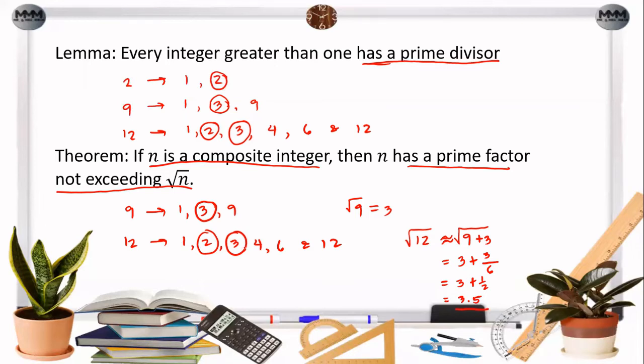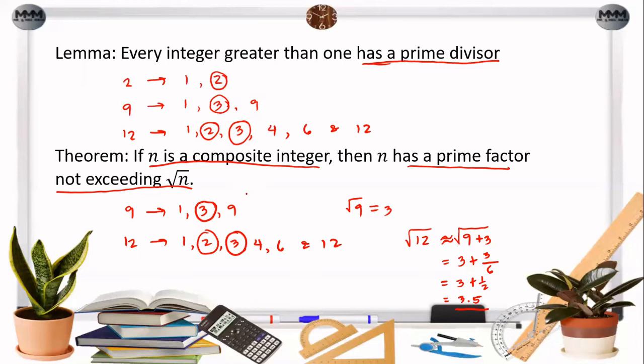So 2 and 3 do not exceed the square root of 12, right? As you can see, 2 and 3 do not exceed the square root of 12. So it holds in our theorem. Because 12 is a composite number, it has a prime factor. Here, there are 2 prime factors that satisfy the theorem.